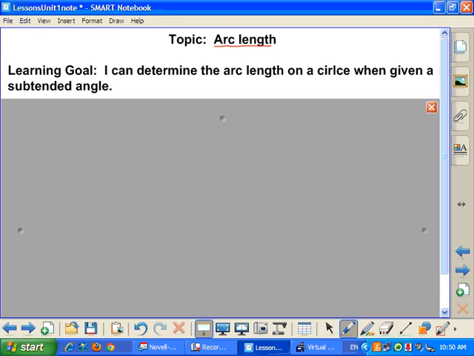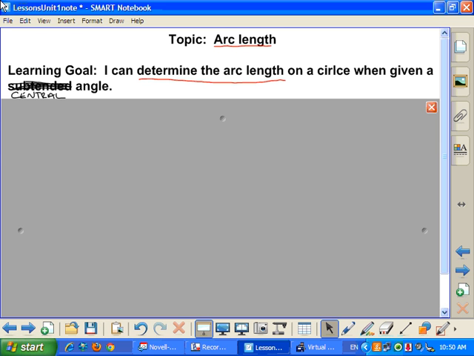So what's the goal today? You can determine the arc length of a circle. All right, so that's what we are looking at today, and we are looking at a central angle, not a subtended angle. So I'm just going to, should be a central angle.